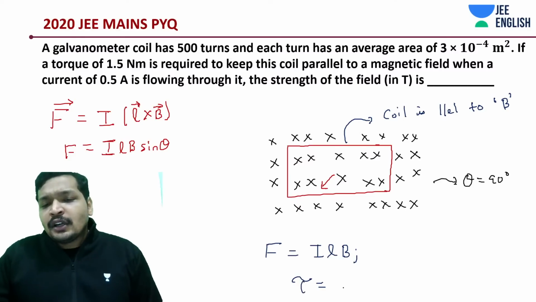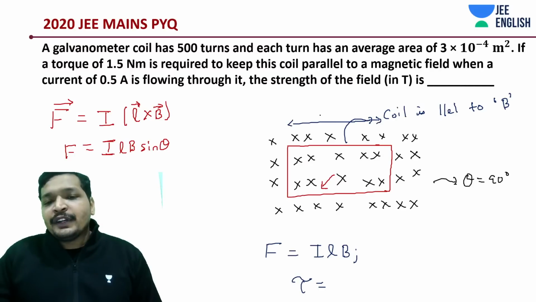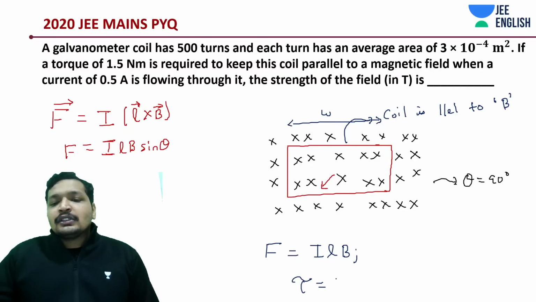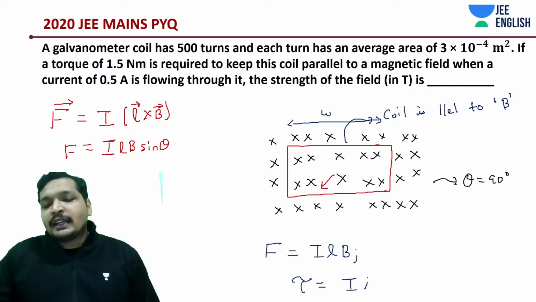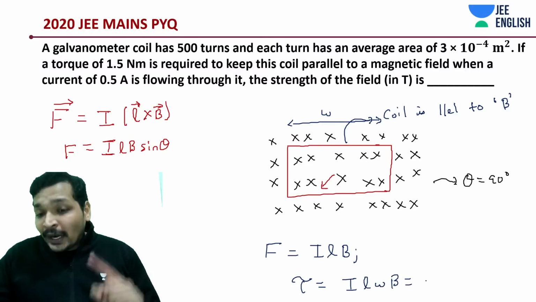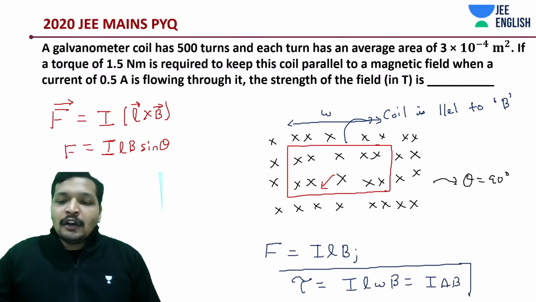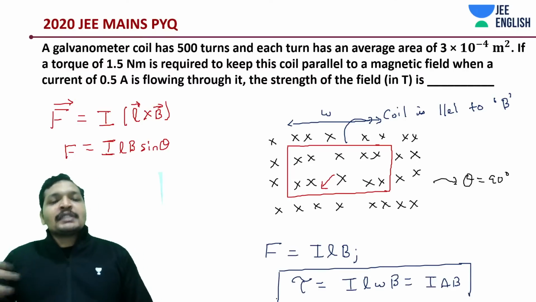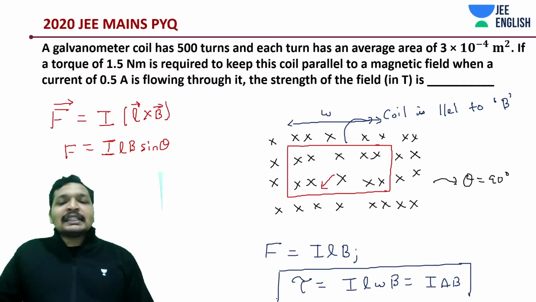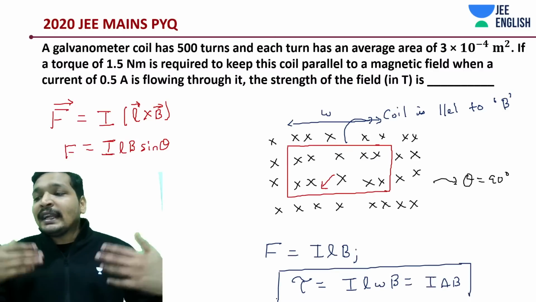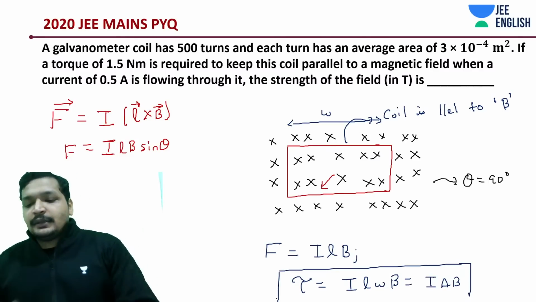Don't worry. Torque is going to be how much? You need to multiply this with the width as well, right? So you will be getting I into L into W into B, and that is for one turn. It's going to be IAB. This is for one turn. For n turns, n times such torque would be experienced, right? Because n such current carrying coils are there.